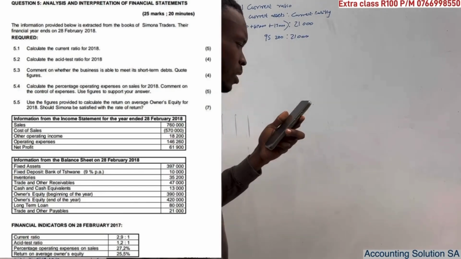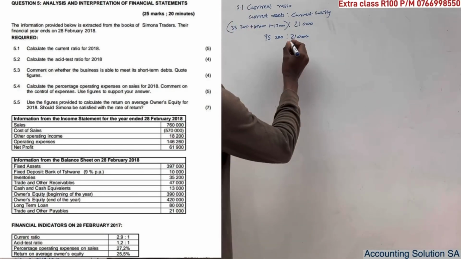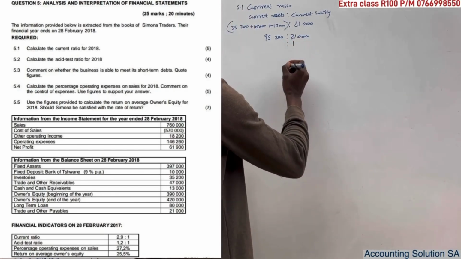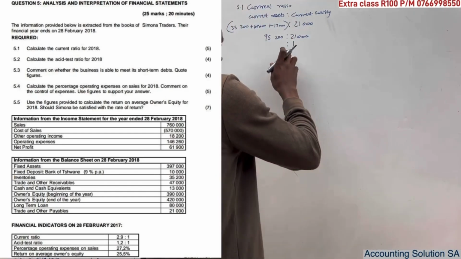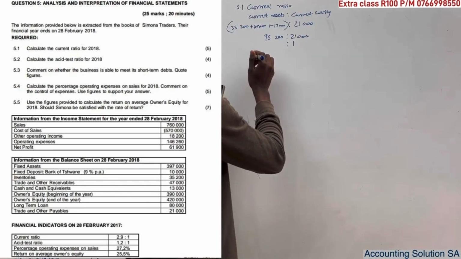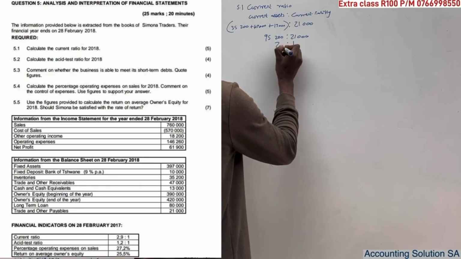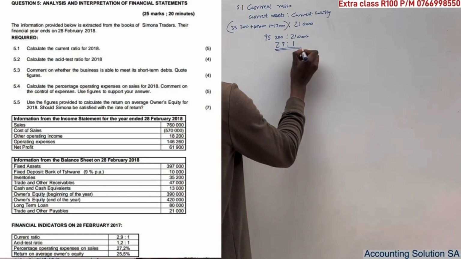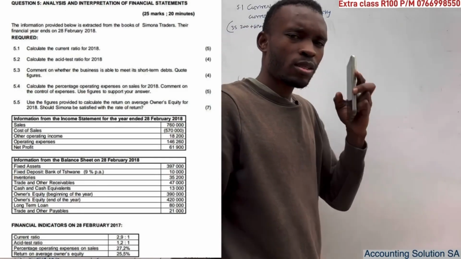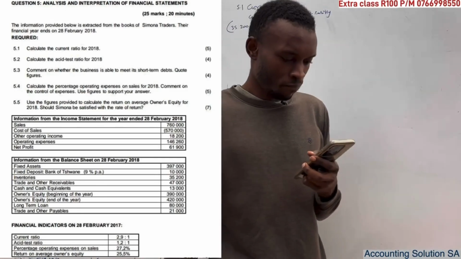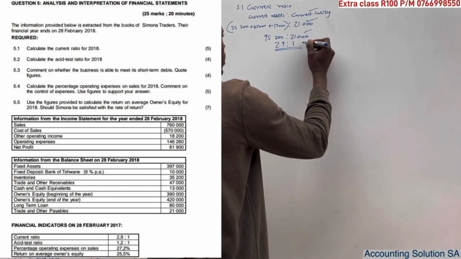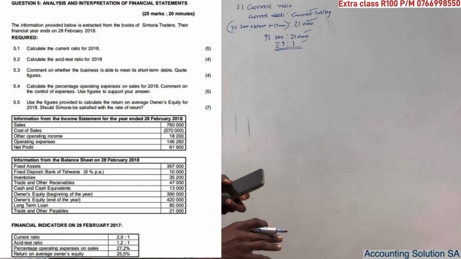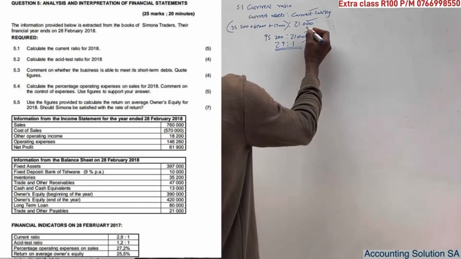Okay, now let's calculate the answer. This side is always 1. Why? Because 21,000 divided by 21,000 is 1. Now 95,000 divided by 21,000 is going to give us 2,9. So this is the answer. And just to do these simple things, it's 5 marks. You must show calculation because marks are allocated like this. So make sure that you show everything.